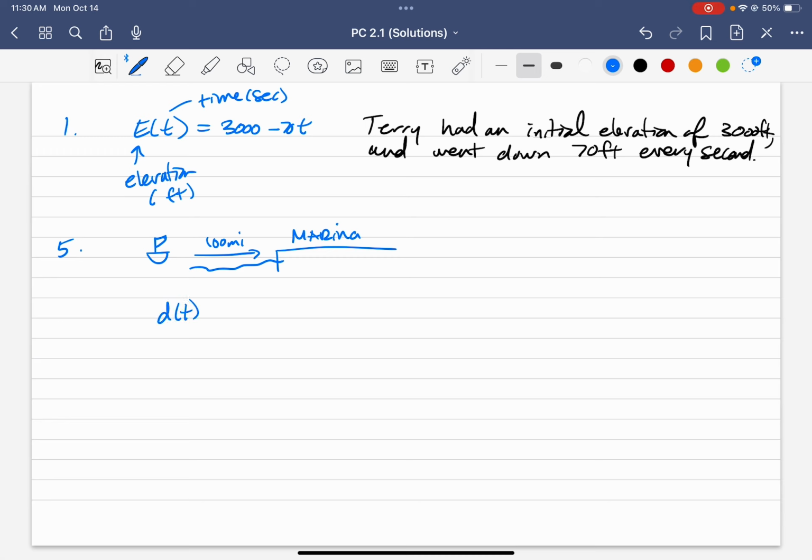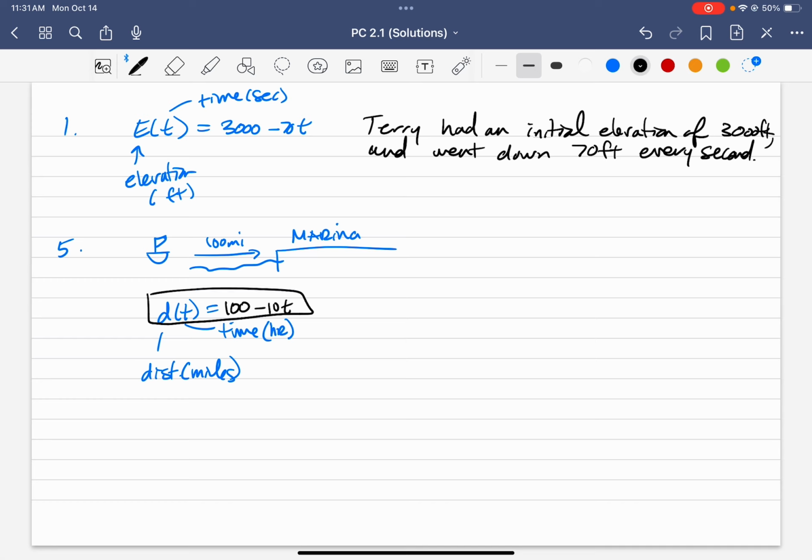So D is its distance. So that's our distance, and it's in miles. And this is our time, and it's in hours. And so our distance is going to be 100 miles. And then every hour that distance gets shorter, so I'm going to take away 10 miles every hour. So that would be our equation.